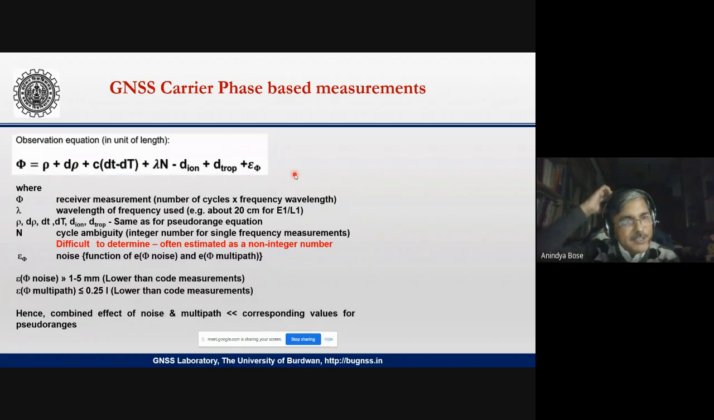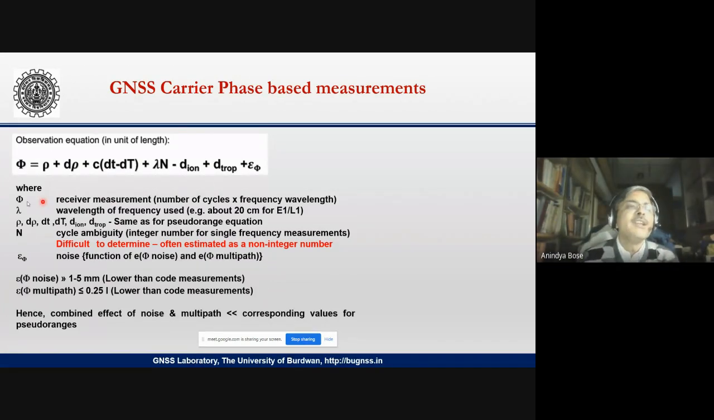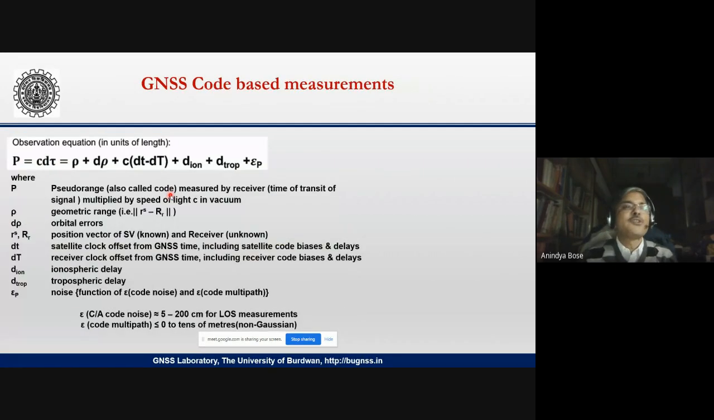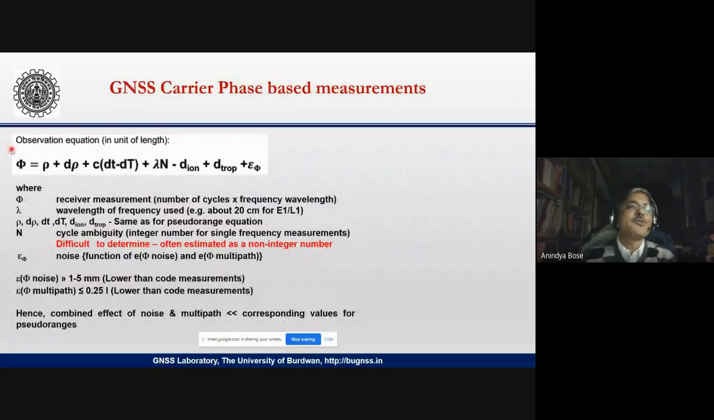Similarly, the carrier phase based measurement is based on the basic observation equation in terms of length. Although we are telling here phi, which generally represents a phase, actually here also we are measuring distance, here also we are measuring distance. In the previous case, the solution precision is of the order of meter. In this case, the solution is in the order of centimeter.